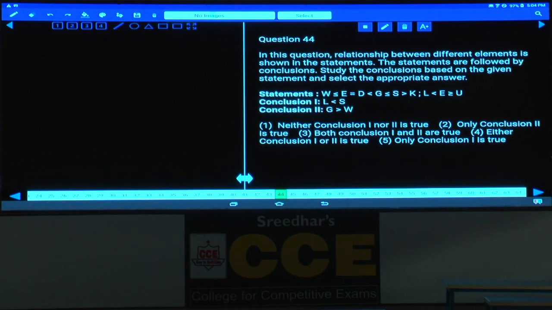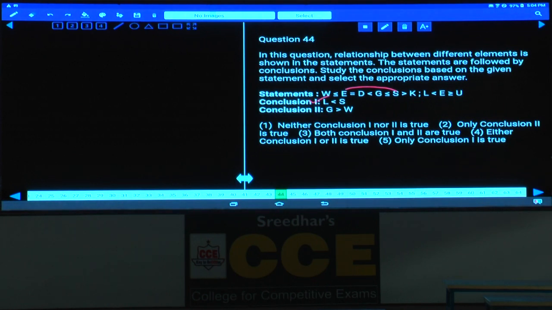Then question number 44. The relation between L and S. S is here, L is here. Now L to E, E to S. L to E, what is the relation here? L lesser than E. E to S, E lesser than S. Lesser than, hence L lesser than S, definitely true.